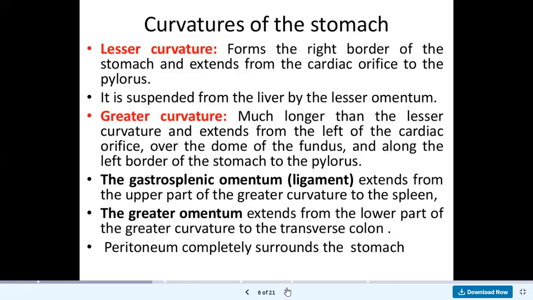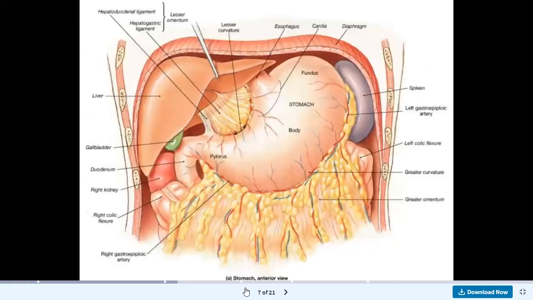So let's see if I can see a diagram that will explain that. So we said from this slide that the greater curvature would be from here, extending from the fundus, and it makes up the right border of the stomach and extends down to this pyloric part. So this is the greater curvature, which makes up the right border, while the lesser curvature makes up the left border. And so this is the lesser omentum here. This lesser omentum is what is suspending the stomach and the liver.